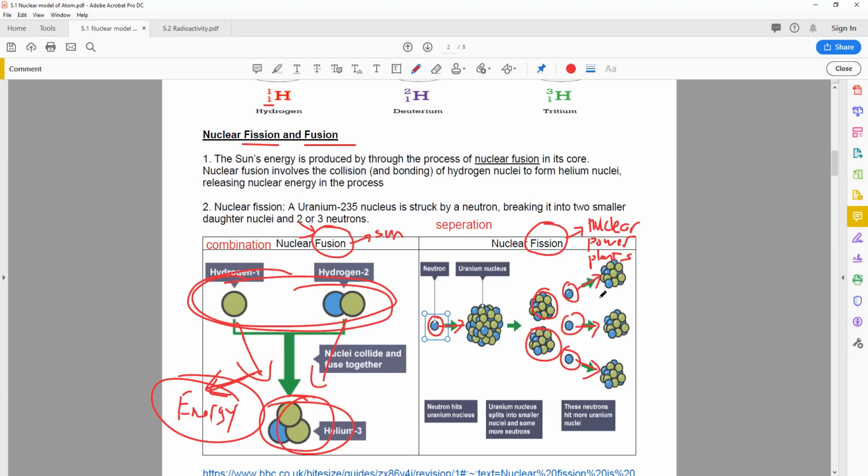It will crash into other nuclei, and thus the whole chain process starts repeating. Then this will separate into one smaller thing and one more neutron, and then this neutron will once again bump into something that will separate it into two smaller things, and so on and so on and so on. So it keeps happening. It's like a chain reaction, by the way.